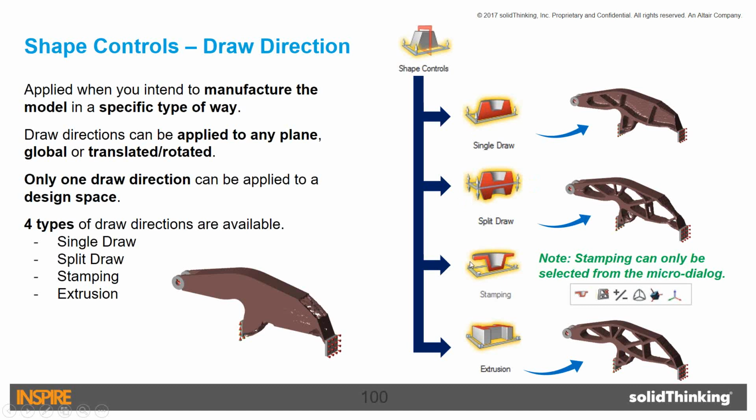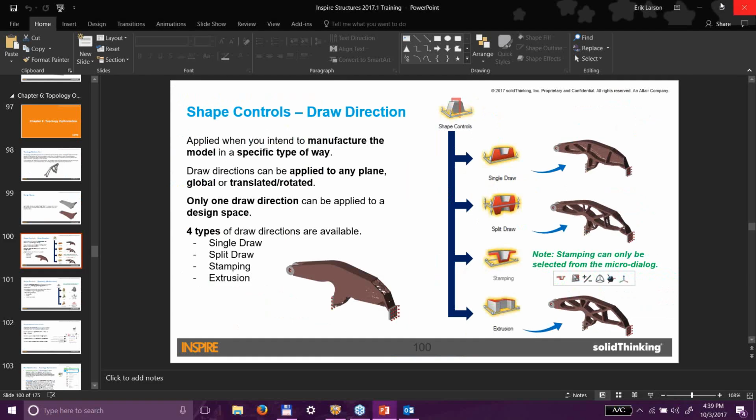Stamping works just like the single draw, but it tries to guarantee that you get a continual thickness part that you could use to design a stamped part from, as opposed to a cast part. And then extrusion guarantees you have the same cross-section running all the way through. Even if your ultimate goal isn't to extrude the part, maybe you're going to laser cut it or water jet it, those, even though they're not extrusion processes, still guarantee that you have a part that has a continual cross-section running through it. The extrusion constraint works well in that.